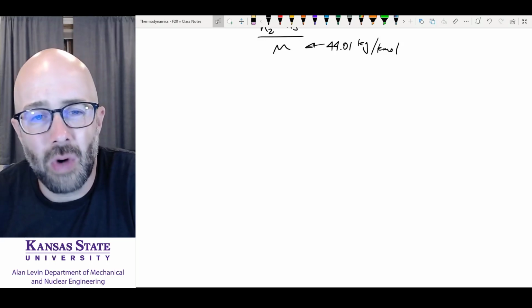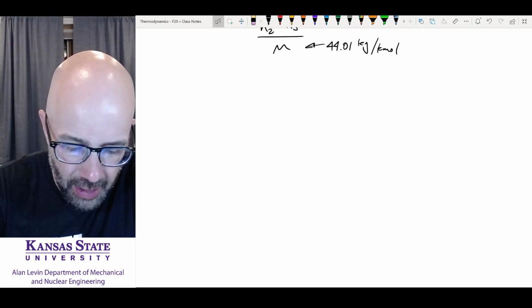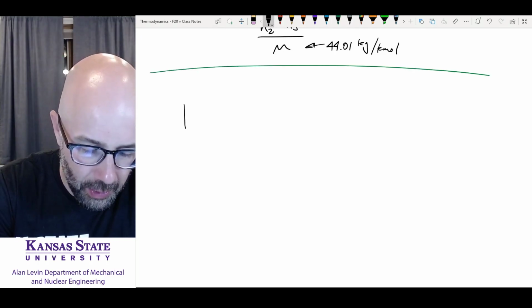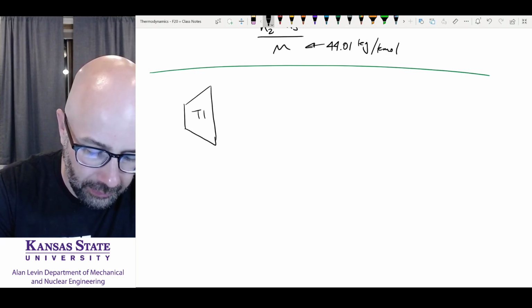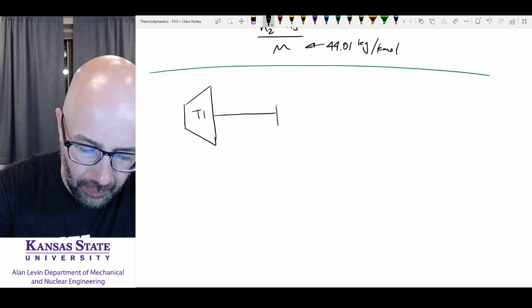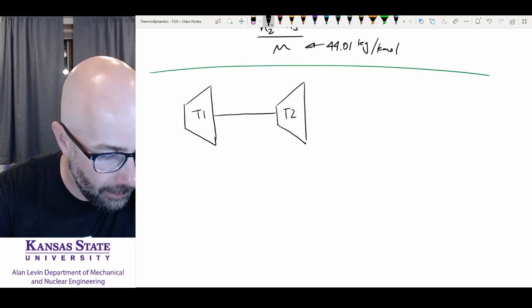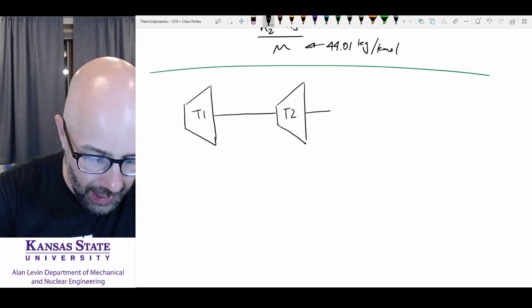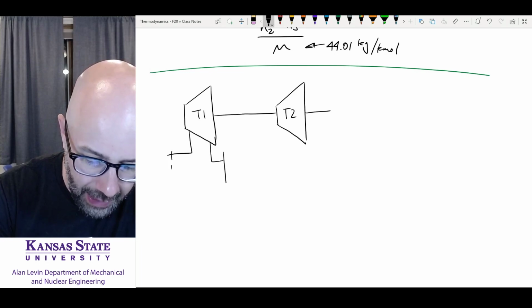Okay, our second problem is going to be a similar type situation that we had with our first problem, except for now we're going to be dealing with two turbines. Okay, so turbine 1 and turbine 2. Now usually these turbines are connected on a single shaft, and what we're going to have is coming in here, state 1, going out, we're going to have something called a reheater.